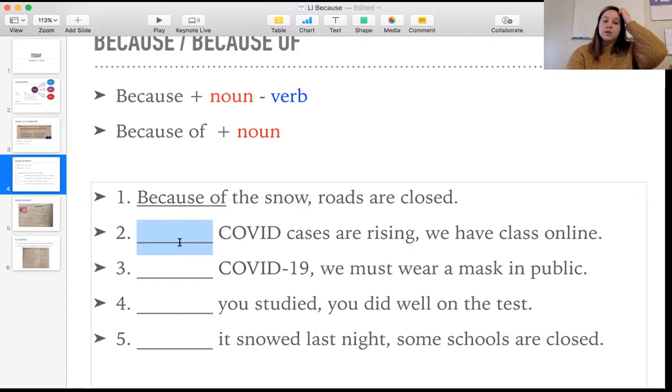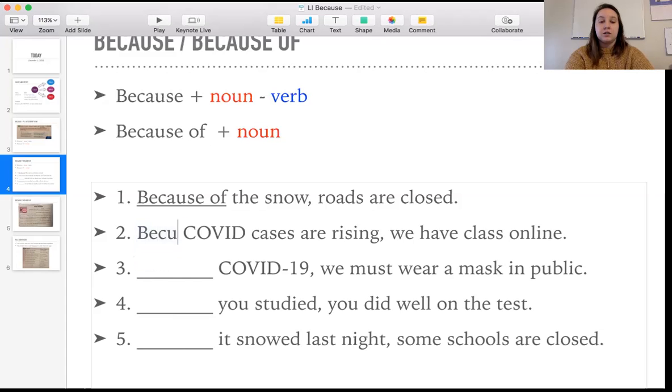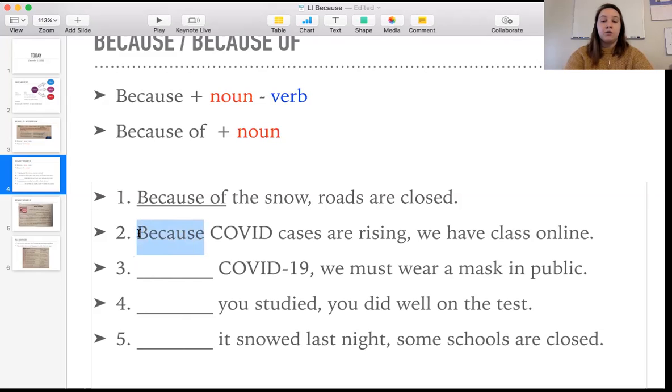Number 2, blank COVID cases are rising. We have class online. Going to be because. So we have both a noun and a verb, COVID cases. Verb are rising. So we're going to use because.